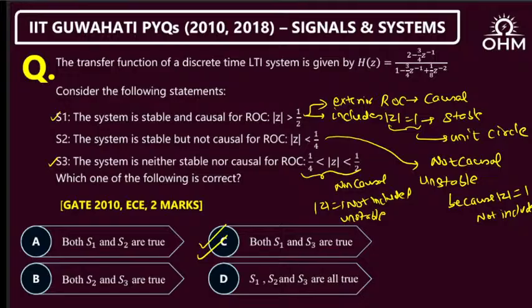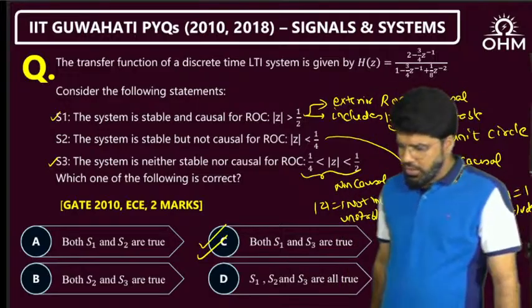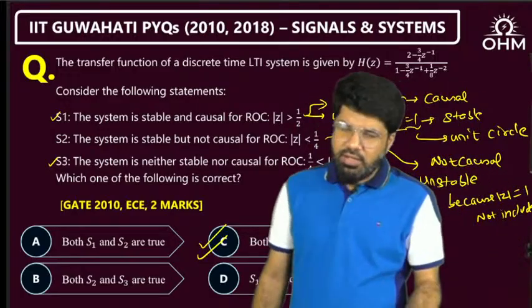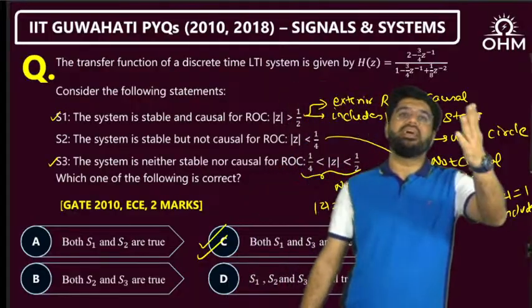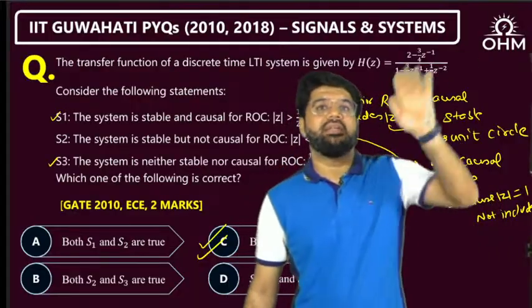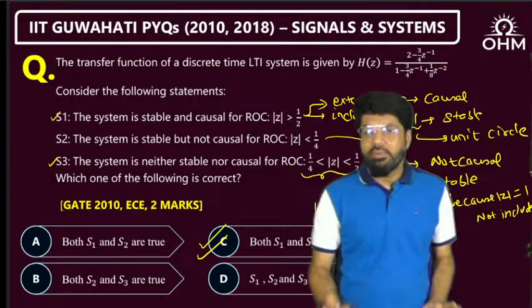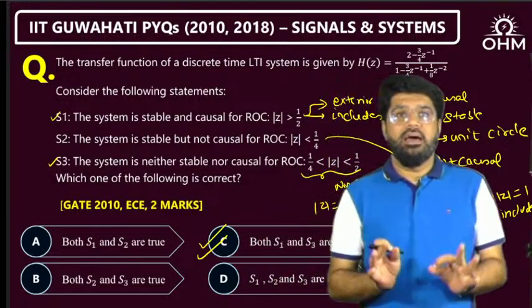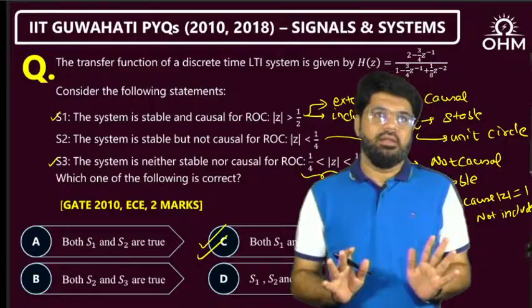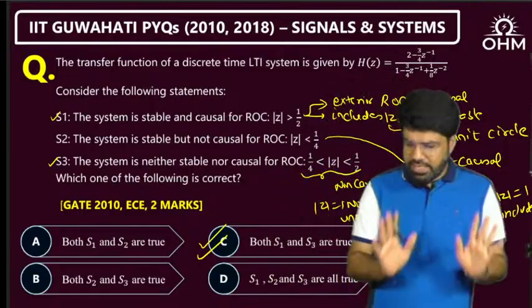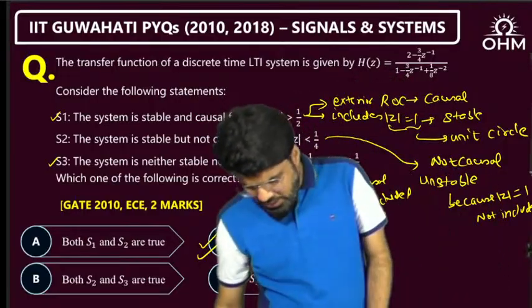I hope you are now clear with this. If a system is causal, the ROC must be an exterior ROC, exterior of a circle, mod z greater than something. If a system is a stable system, then ROC should include the unit circle. Mod z equal to 1 should be inside the ROC. These are the two conditions.